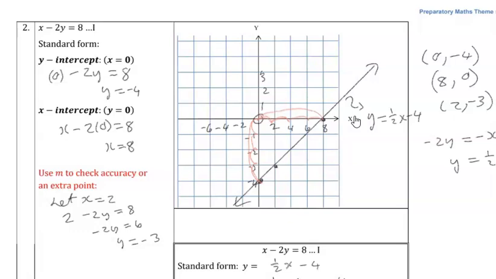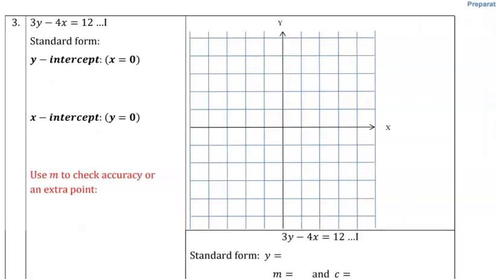So this is the second one. Let us look at number 3.